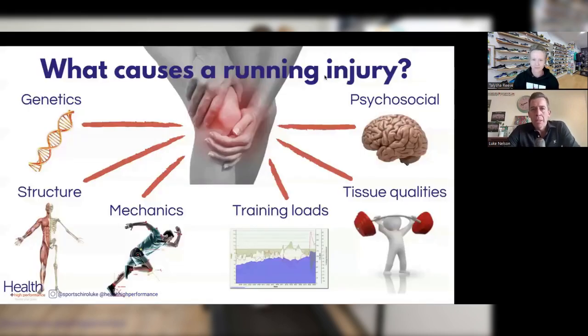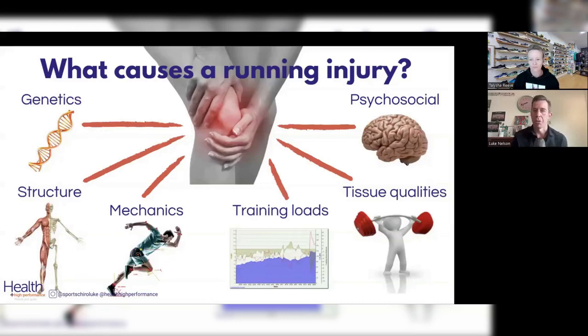So when we look at what causes a running injury, we recognise that running injuries are multifactorial. We've got lots of different contributors here, ranging from things like genetics, which we don't have a great understanding of, structure, mechanics, which we're going to be talking about today, but then we've also got training loads, tissue qualities, and psychosocial factors as well. So whilst we'll be talking today about running mechanics, realise that it's not all just about mechanics, and we need to be capturing data and information on all these things when we're dealing with an injured runner.